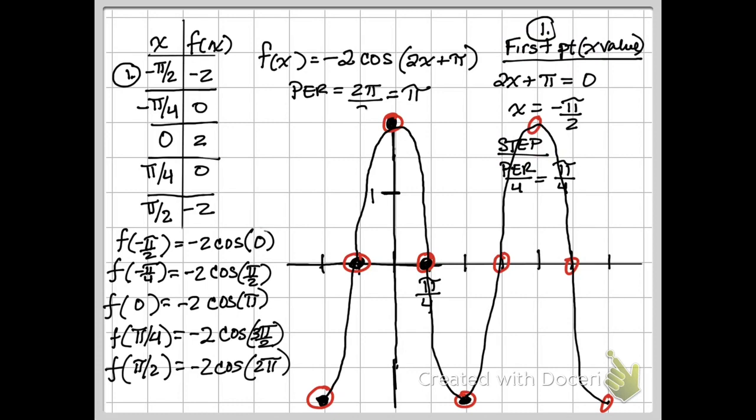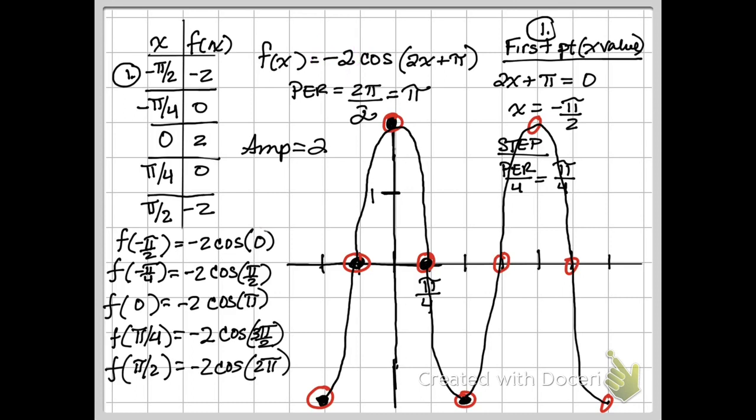Also, you'd want to be prepared to answer questions about the period and perhaps the amplitude, which we didn't say anything about here, but the amplitude is 2. We're getting the amplitude from this spot here, and it's never negative for the amplitude. It's always a positive value.